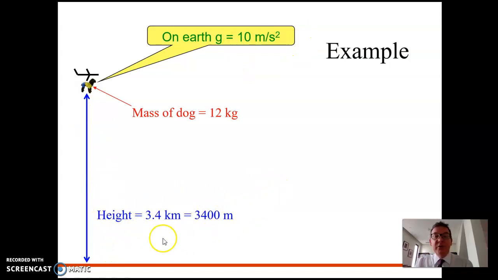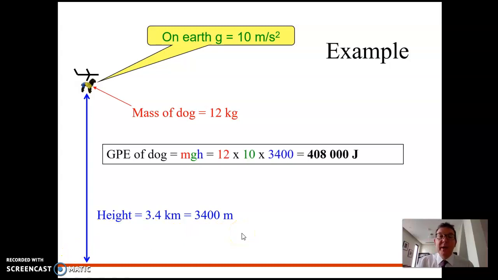And you can see here I've done the conversion, 3.4 kilometres. Do you remember last lesson we said that to convert from kilometres to metres, we multiply by 1,000 because there are 1,000 metres in 1 kilometre. Kilo means 1,000. 3.4 kilometres is 3.4 thousand metres. So it's 3,400 metres. Okay, and again, we write down the formula.